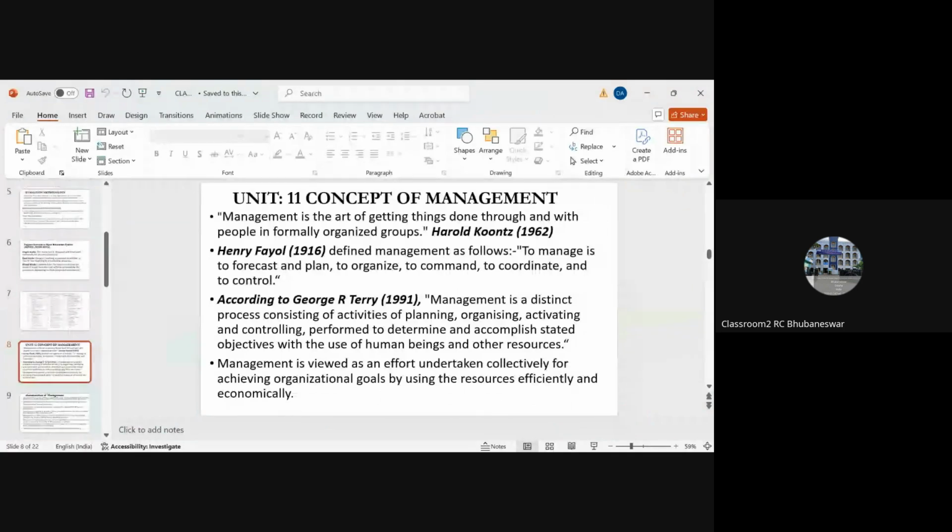Unit 11, concept of management. What is the concept of management? We know management is a very important activity of the teacher and any institution. We are working in different organizations or institutions, and the techniques we are adopting to manage the day-to-day activities are very important. All organizations need good management.